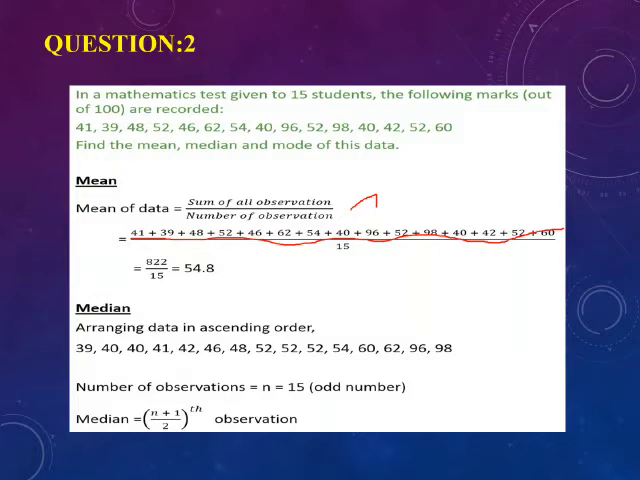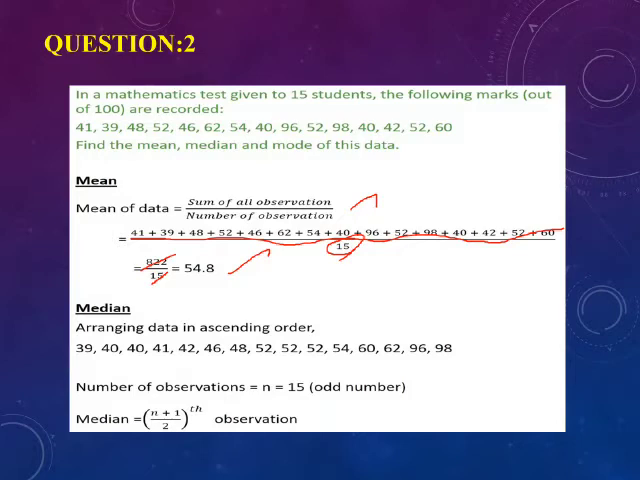Then divided by the total number of observations, that is 15. So if we add, you will get 822 divided by 15. Then we can cancel this, means you will get 54.8. This is the value for mean.